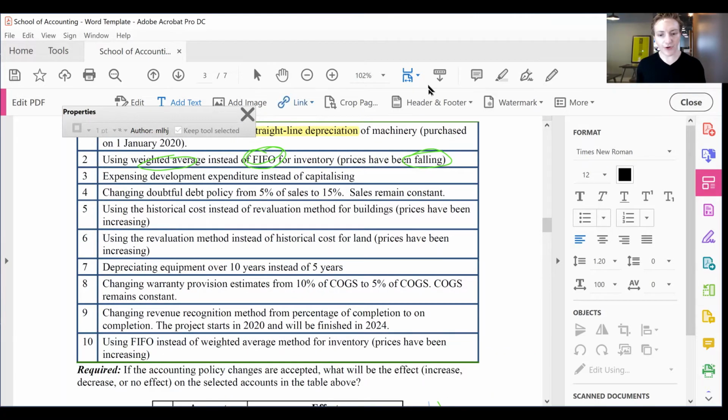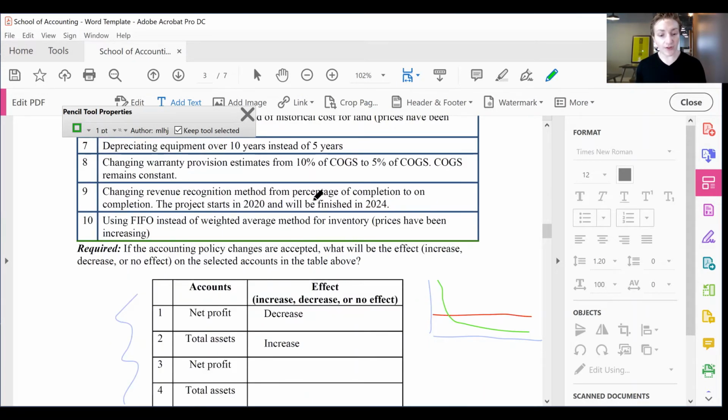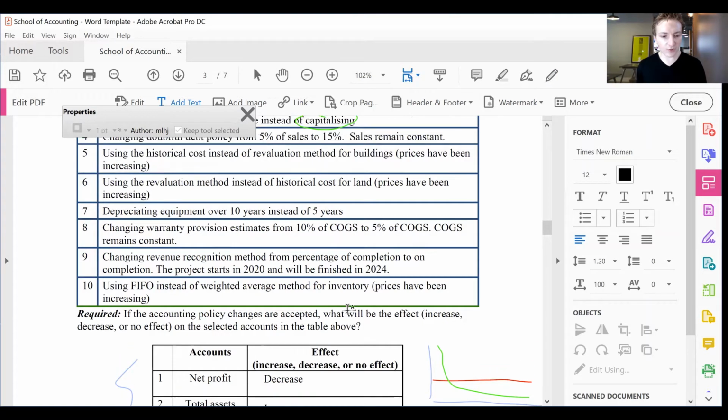Now, under number 3 here, you're being told, what would happen if you expensed the expenditure instead of capitalizing development expenditure? Now, if you expense development expenditure, that means it's treated as an expense. Capitalizing it brings it into the assets. So the impact on net profit is it's going to go down, because here you'd be expensing it, which would decrease net profit.